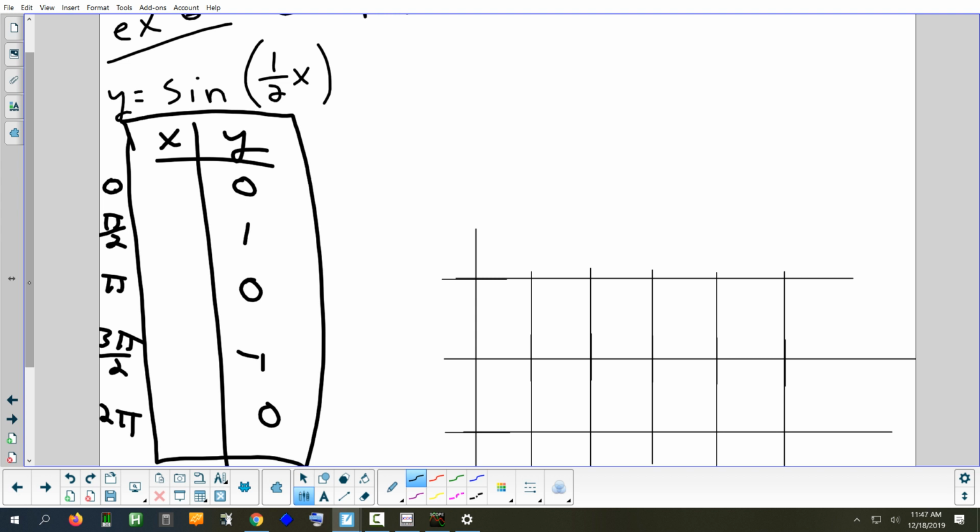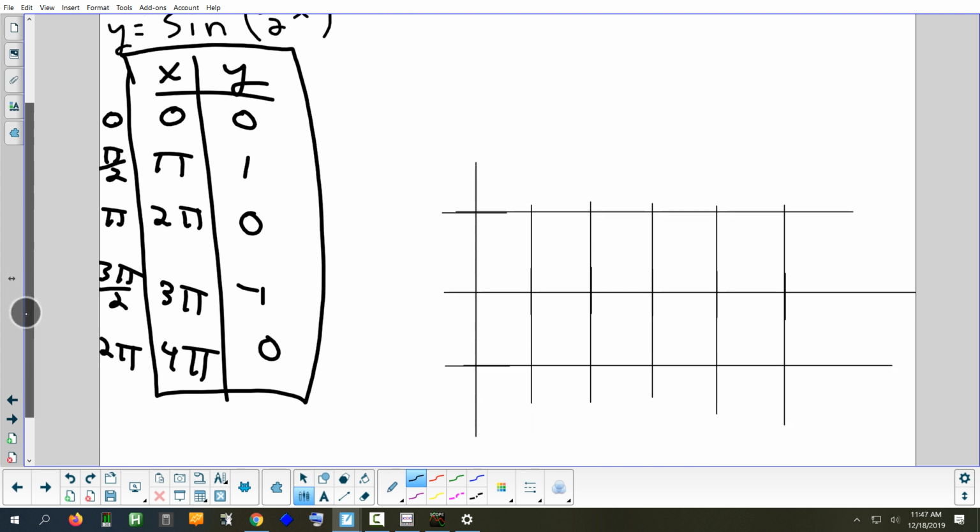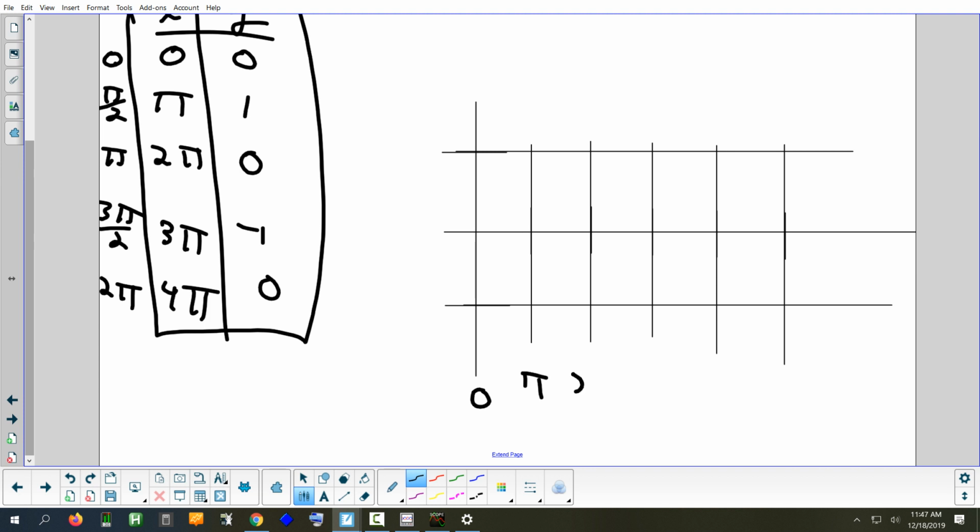So 0 times 2 gives me 0. Pi over 2 times 2, pi. Pi times 2, 2 pi. 3 pi over 2 times 2, 3 pi. 2 pi times 2, 4 pi. There's your values. 0, 1 pi, 2 pi, 3 pi, 4 pi. And that's it. Now, let's go like this. Pi, 2 pi, 3 pi, 4 pi. And make your sketch.